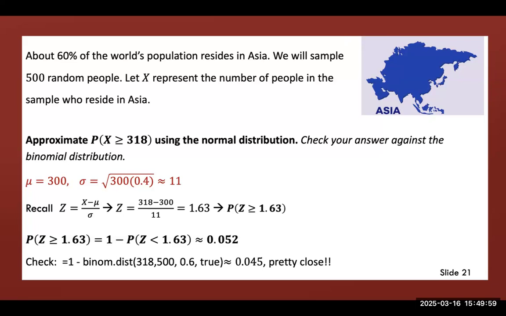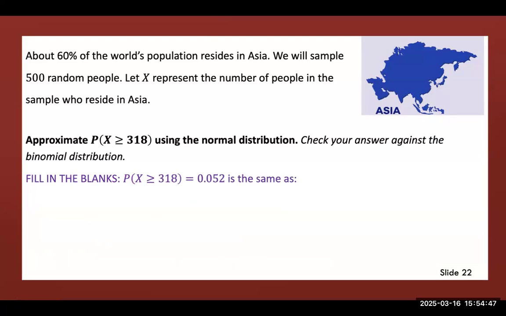Now, what I want to do is check if this answer is accurate. To do that, we're going to do 1 minus binom.dist. We're going to put 318, comma, 500, comma, the success probability, comma, true. Put that in, you get 0.045. These are not the same because the binomial and the normal distribution are not exactly the same, but they're pretty close. So it's a good estimate for the binomial distribution.